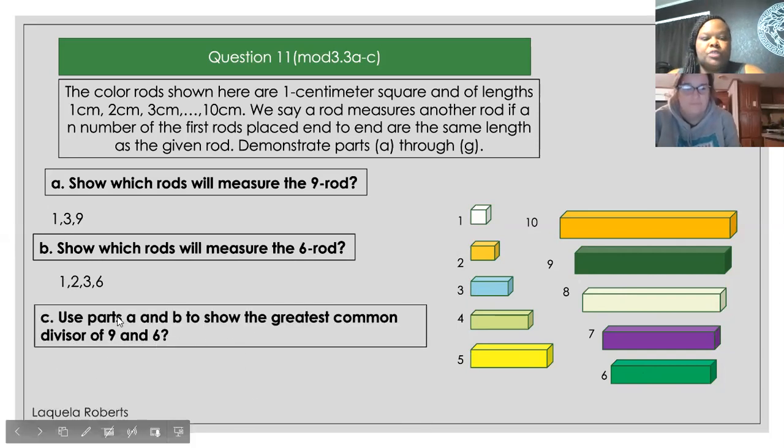So for part C, use parts A and B to show the greatest common divisor of 9 and 6. As we already know, 1, 3, 9 and 1, 2, 3, 6 have something in common, and that is 3. So 3 is our greatest common divisor.